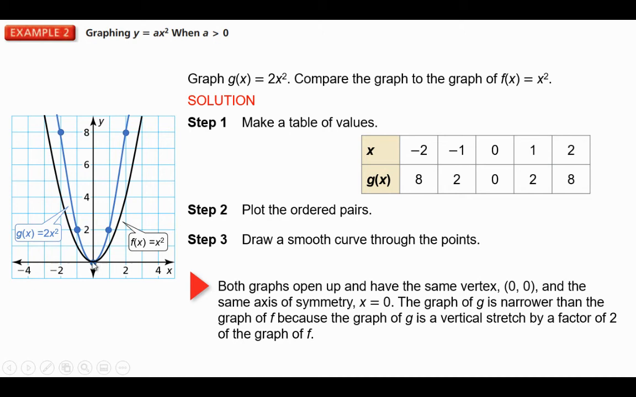Okay. Now, the vertex of both graphs would be 0, 0. They would both have the same axis of symmetry. The difference is that the function 2x squared would be narrower, right? And this is what we call a vertical stretch. So the word vertical stretch we've seen in the past, and it becomes an important term now. That means that we're stretching this thing vertically, which means it's getting big very quickly.